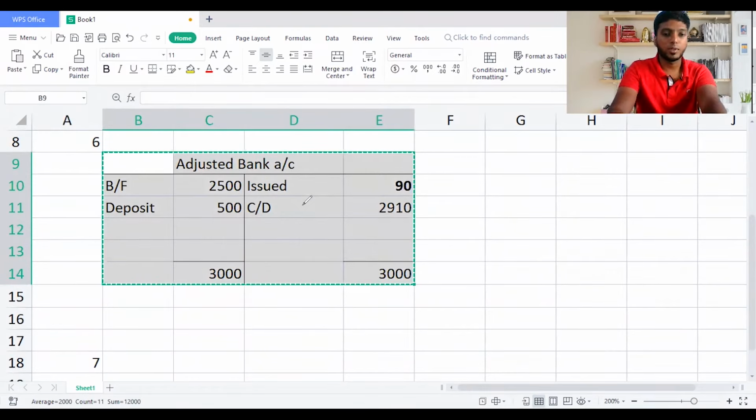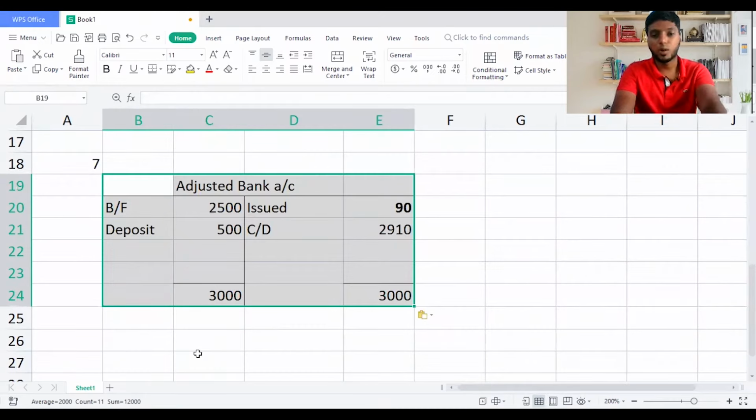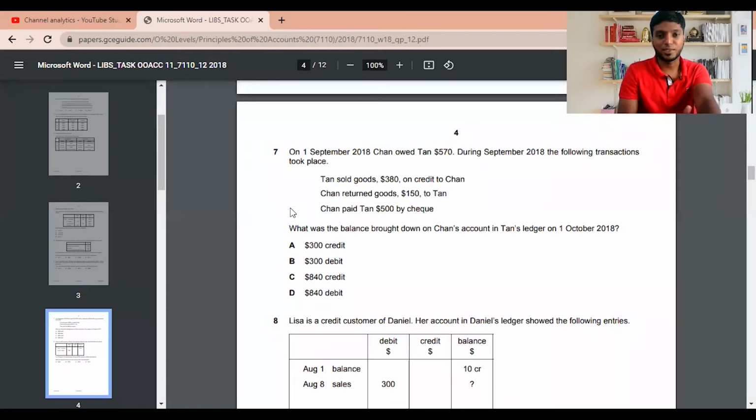Always have a ledger account, guys, when you're doing this working in a rough sheet. As I'm explaining, I want to show you how I get these answers one by one. If you don't, you will not understand. Then we move on to the next point.